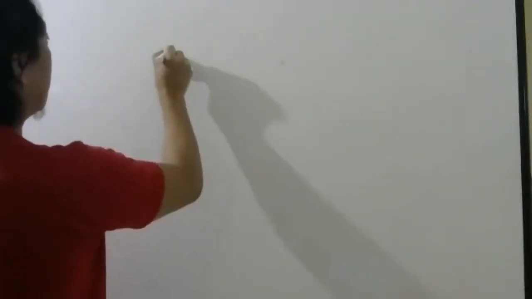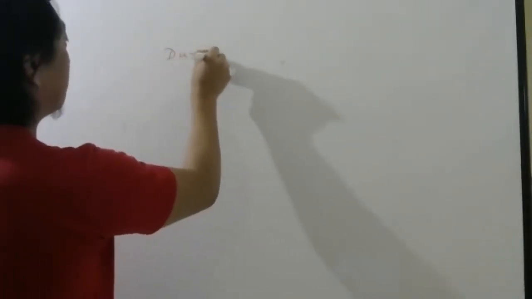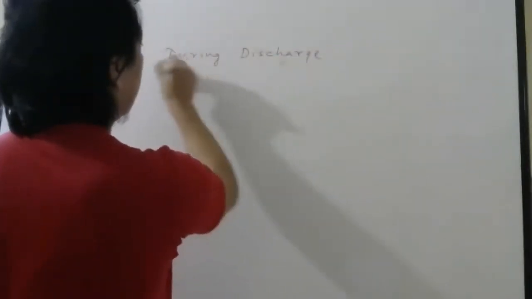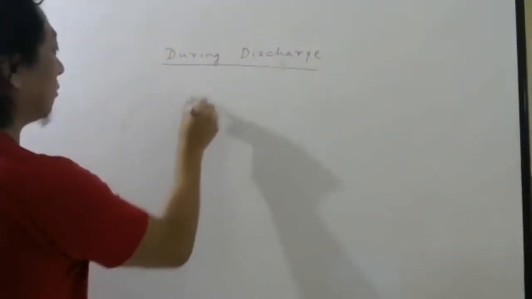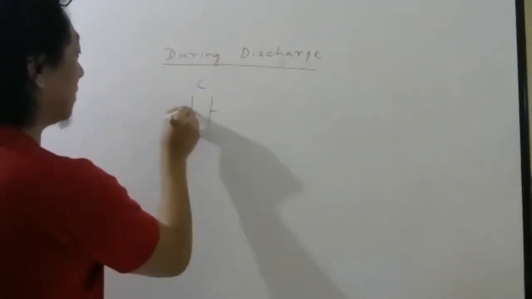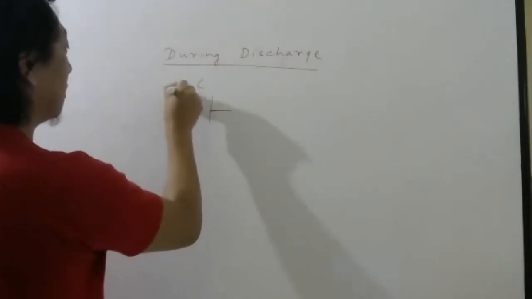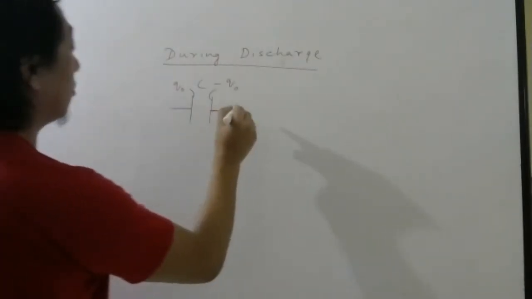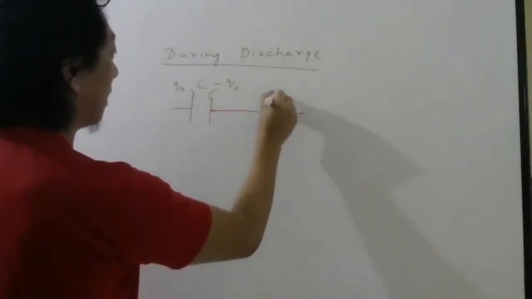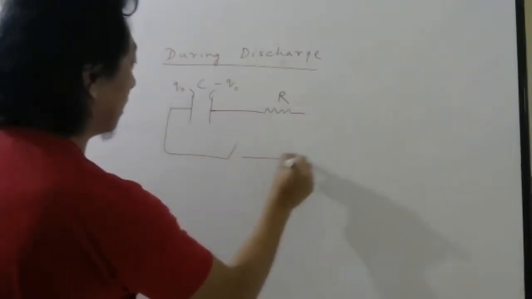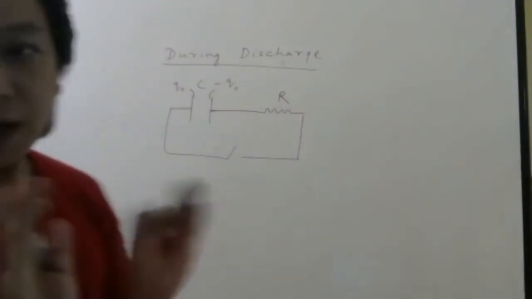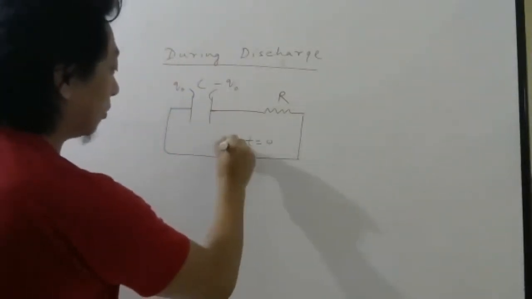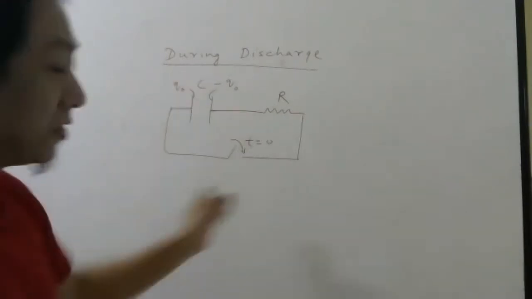So the main thing is during discharge, there will be a capacitor which has been already charged. So Q naught, minus Q naught, that is the initial charge. When you connect it to a resistor R and then you put a key, no battery because we are trying to discharge. Then at time 0, if you close the key, then the discharge will start.